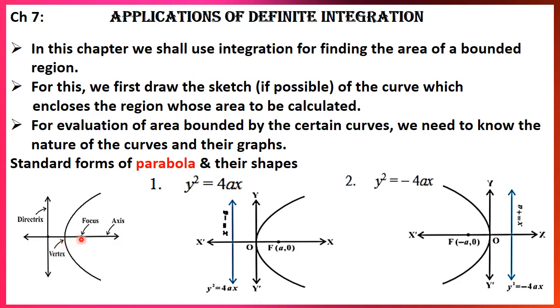And there is a focus inside the parabola and there is a vertical line which is perpendicular to the x-axis, or the axis of parabola, which is at a distance equal to the distance from the vertex to the focus. So if it is 2 units from the vertex, then the distance from the vertex to the directrix is also 2 units. Now we will consider the standard forms, that is y square is equal to 4ax.